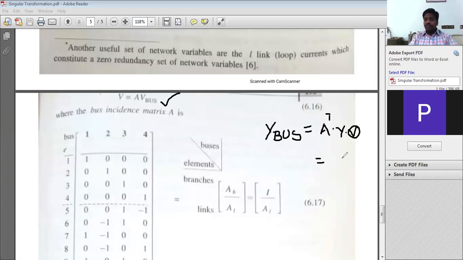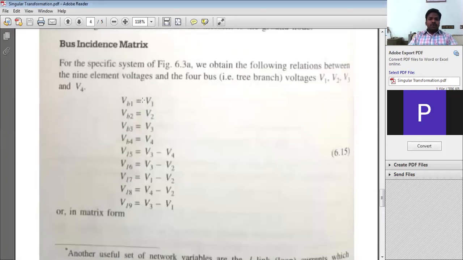So in that particular case, definitely you must know how we get that A into V bus. For that purpose only, I am considering this example, to explain clearly and to help you understand this particular concept, right? Now you see here. For the specific system, we have taken some graph, and we have obtained the following relations for this particular bus incidence matrix.